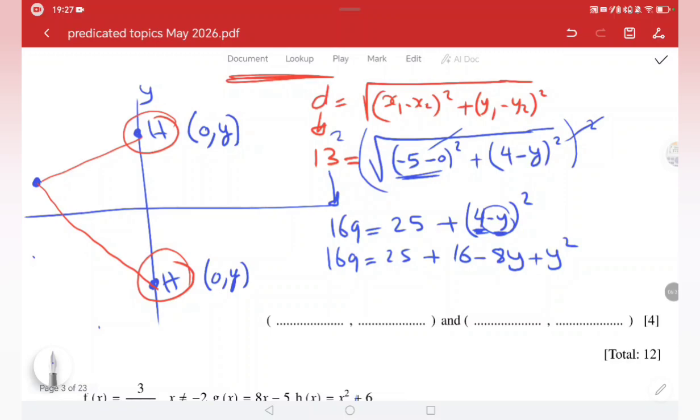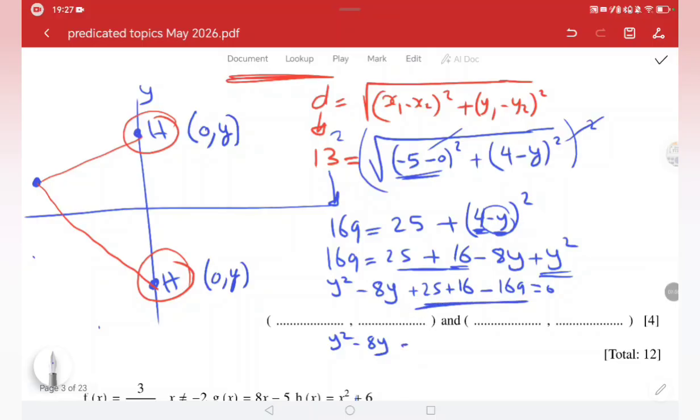Now let's collect all terms in one side. So this is y squared minus 8y. And we have this 25 plus 16 minus 169 equals to 0. So this one will be now, we need to collect all terms, like 25 plus 16 minus 169. So this one should be minus 128 equals to 0.